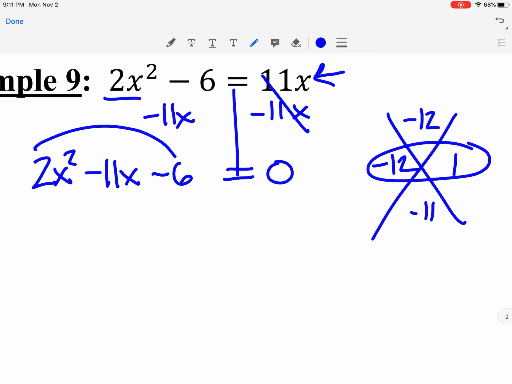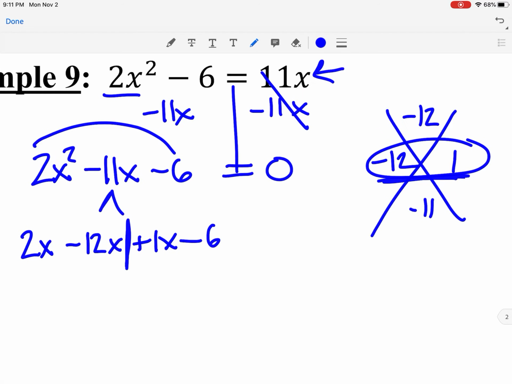So negative 12 and 1 are going to be my magic numbers. But again, we got to break this up in the middle. Break up the x term. And it doesn't matter which one of these you write first. You can put the 1 first or you can put the negative 12 first. But then we break it in half and factor by grouping, just like we did on the last problem.